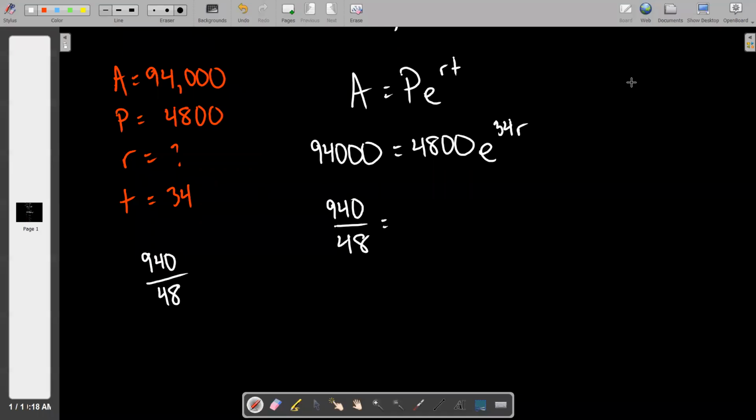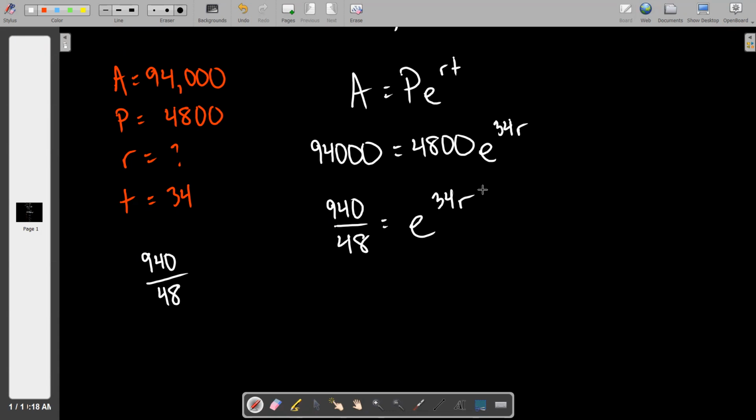Genius. So I'm going to just leave it as 940 over 48. You could reduce it all the way down if you wanted to. You could divide them both by 4 or something else. But again, there's no real benefit because the calculator is going to do all the heavy lifting anyways. Equals e to the 34r.